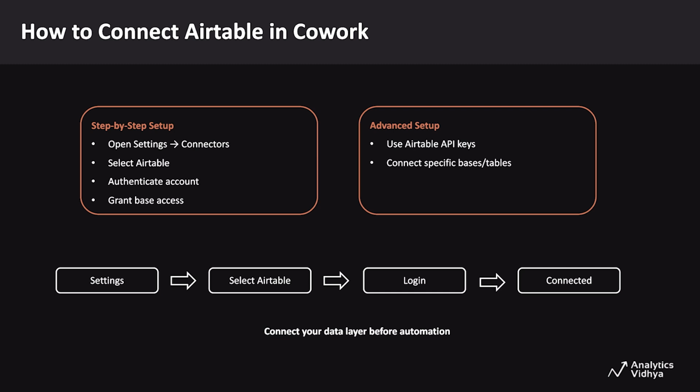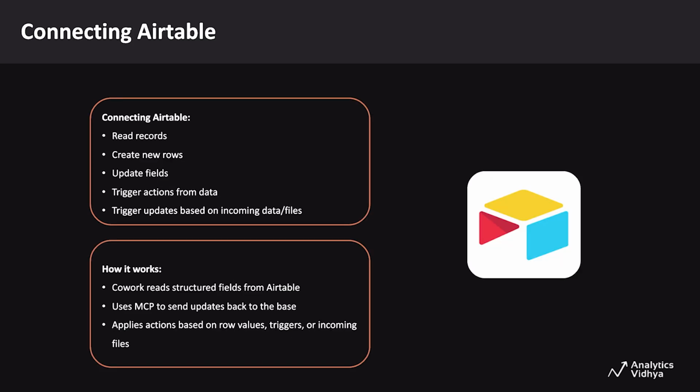Another connector example we have is Airtable. To connect Airtable, go to the connectors section again and authenticate your account. You can control which bases Co-work can access. For advanced setups, you can also use API keys. Think of Airtable as a structured database layer inside your workflow. Co-work can read records, create new rows, update fields, and trigger actions based on data.